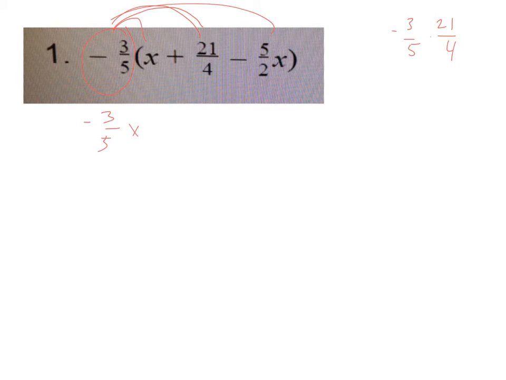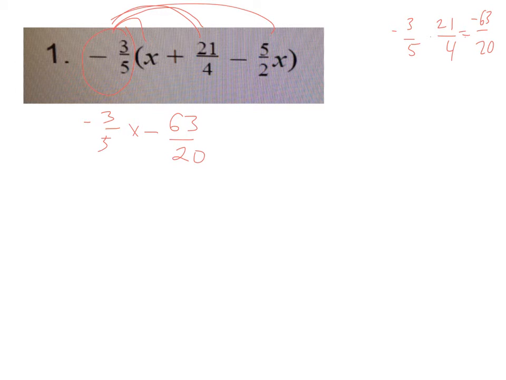So you write it off to the side, and you can check to see if you can reduce anything top to bottom or diagonally. You can't in this one. So you get negative 63 over 20. Okay? And you guys can leave it like that for now. That would be a negative or a minus 63 over 20.